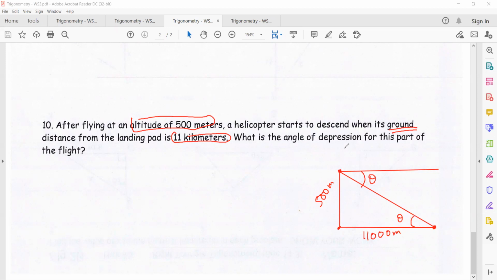Now it's easy. I have done everything. So this is the opposite side. This is the adjacent side. I didn't think about the opposite and adjacent earlier. I have just followed the question. Now you can easily find theta. I will use tan. tan theta equals 500 on 11,000. So theta equals, what is it? 2.6, ma'am. Very good. 2.66.